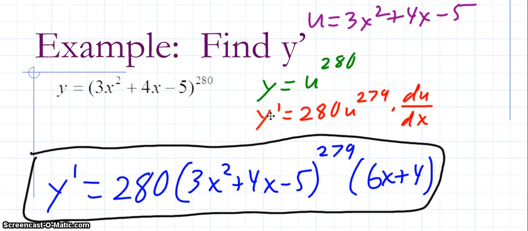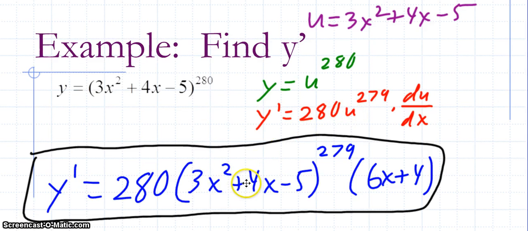And again, that's why it's really important to understand this. When we say derivative, what are we taking the derivative with respect to? Because this can change. I can do the derivative with respect to y, I can do the derivative with respect to u, I can do it with respect to whatever variable I want, but I need to denote that or talk about that or say that. So in this case, the derivative of y with respect to x is 280u to the 279th times du/dx, or the derivative of u with respect to x.